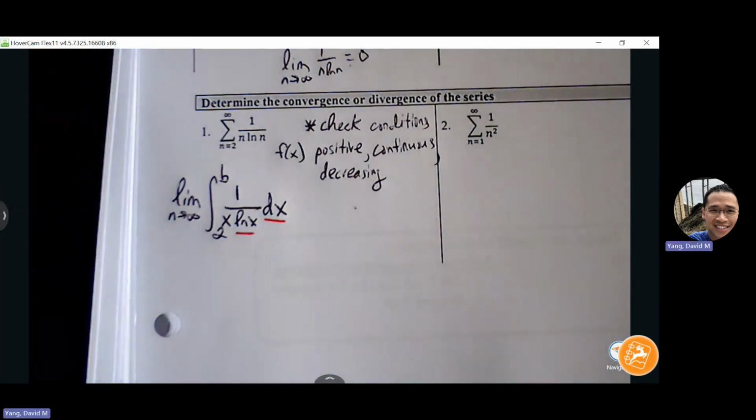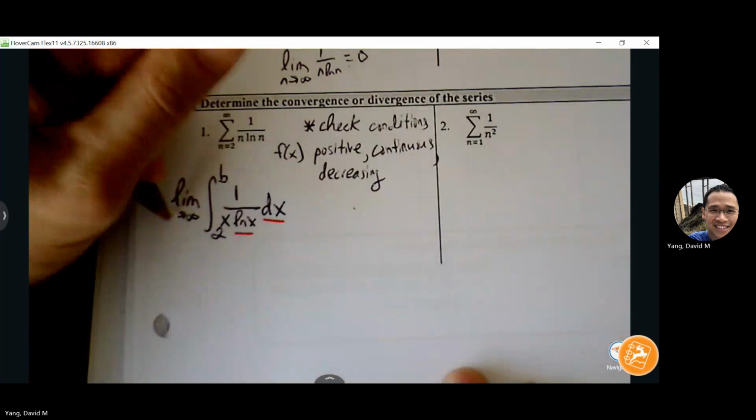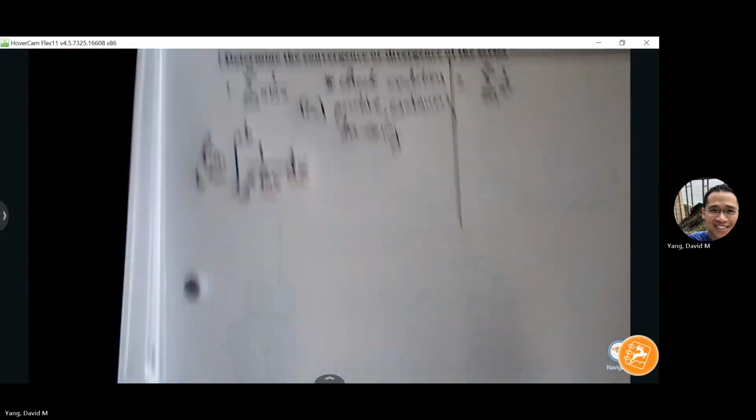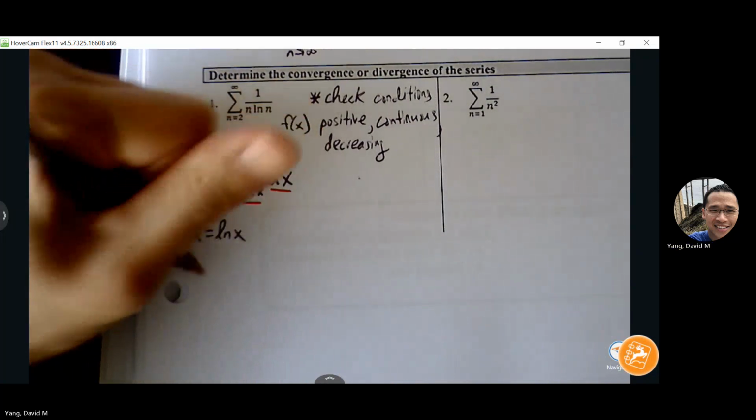Should that be the n, like on the bounds? It says the limit as n approaches infinity. Oh, sorry, my bad. Yeah, b, my bad. b equals. Okay, so u equals natural log of x.